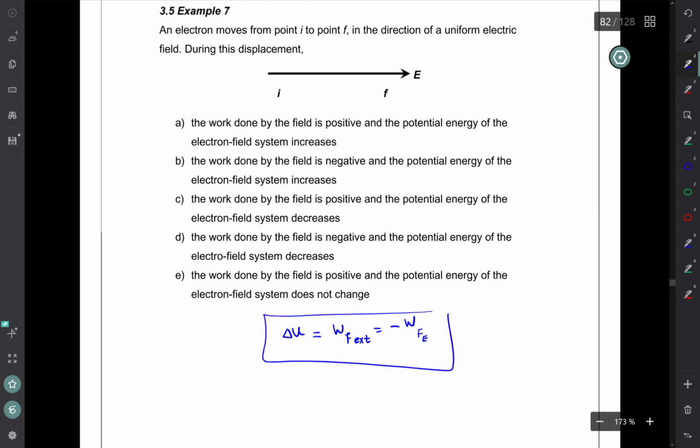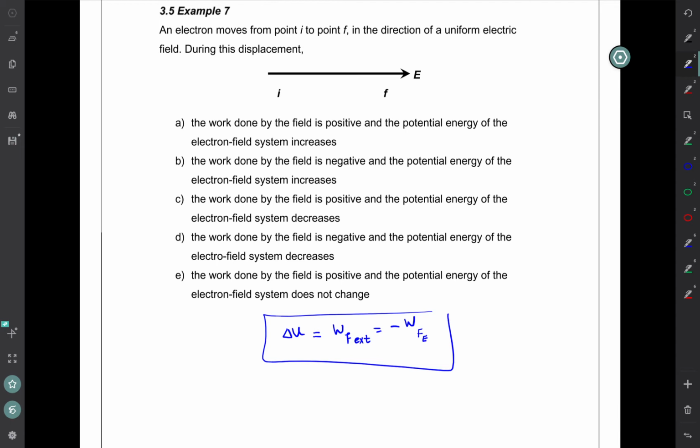Now let's read this example. An electron moves from point I to F in the direction of the uniform electric field. During this displacement, the work done by the electric field is positive and the potential energy of the system increases. That's part A. And parts B, C through D talk about if the work done by the field is negative, the potential energy increases, and so on. So they're going to change the work done by the field to positive or negative, and the potential energy to increasing, decreasing, or not changing.